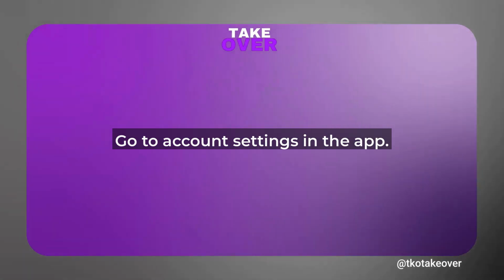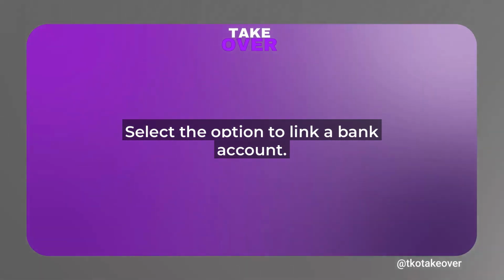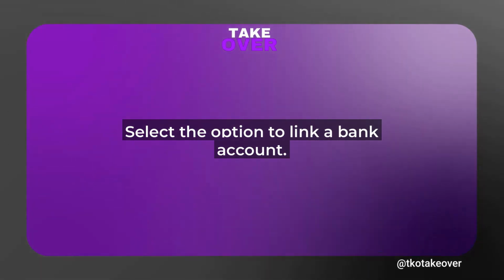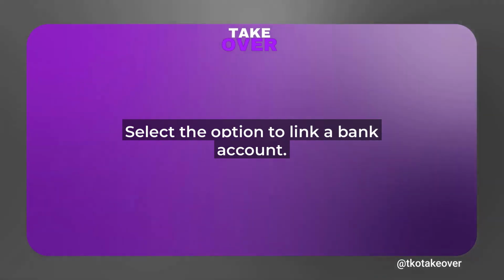Now, once you're logged in, navigate to the account settings. This is usually found by tapping on your profile icon in the top corner. Look for the Banking or Linked Accounts section. It's designed to be super user-friendly. Tap on that, and you'll see an option to link a bank account. Go ahead and select it.